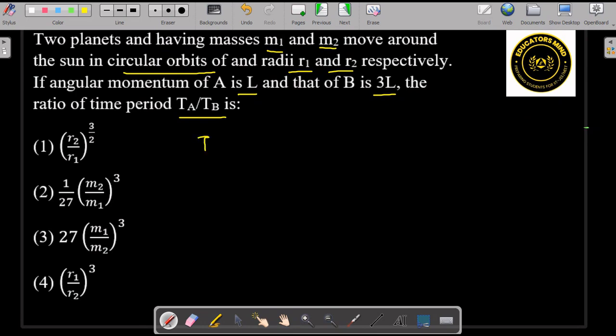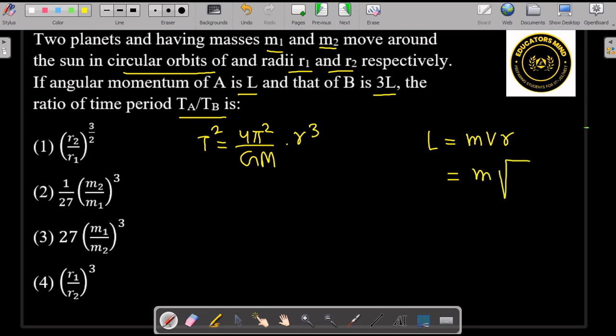So if you see, the time period square is 4 pi square by G, where M is the mass of the sun, right? Time period square is 4 pi square by GM into r cube. This is one thing. Another thing is that angular momentum L is mvr. Here m is the mass of this planet, and capital M is the mass of the sun. So velocity can be written as root under GM by r.